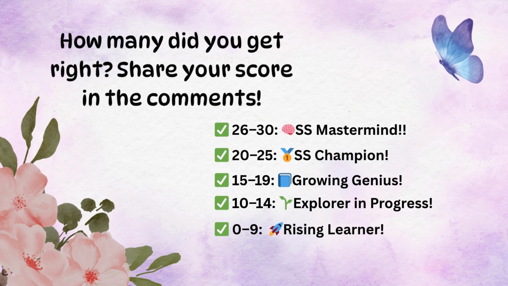And that's a wrap, quiz warriors. You've just completed 30 social studies questions. Let's take a look at how you did. If you got 25 to 30 correct, you're a JesmaEdu legend. Nothing can stop you. Got 15 to 24? Awesome job. You're a smart explorer. With a little more practice, you'll be unstoppable.